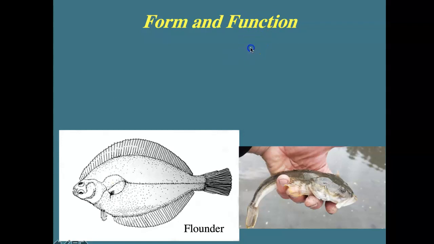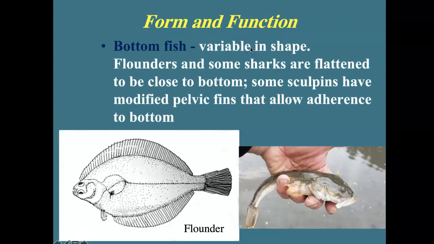Okay, so let's talk now about your depressed body form. So this is, again, typical of your bottom fish. So your bottom-dwelling fish, or your demersal fish, we call them demersal because they're bottom-dwelling, are going to be a little variable in shape. Flounders and some sharks, or things even like sculpins here. Sculpin is a bony fish that feeds on invertebrates in the bottom. Again, a demersal fish.